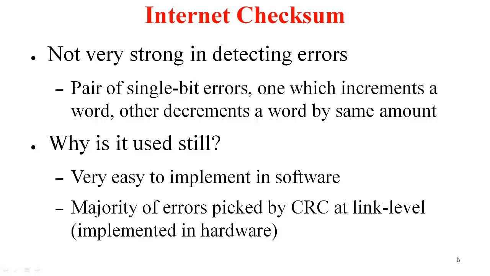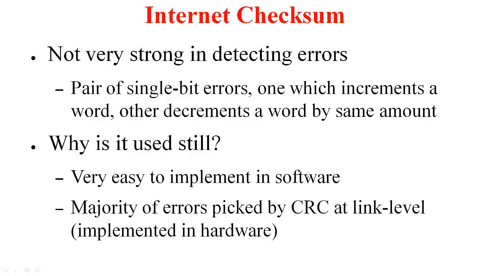So that's right. This internet checksum is not very strong in detecting errors. For example, if you have a pair of single-bit errors, one of which increments a word and other decrements a word by the same amount, the sum is going to stay the same, and thereby it fails. Then given that it is so, it can't even detect 2-bit errors, why is it used still?